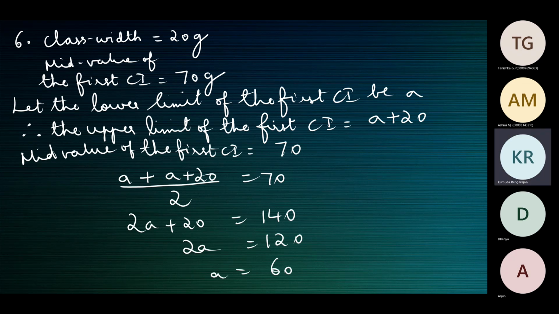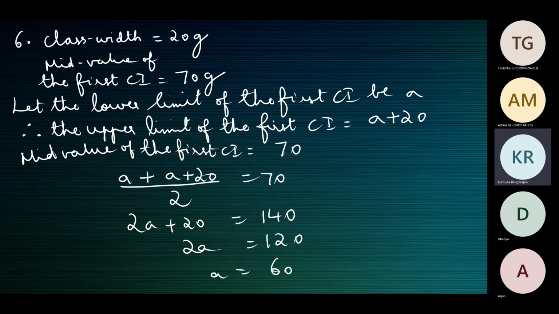Now coming back to the question. You can see that the class width, the class size, is given to be 20 grams and the mid value of the first class interval is 70. We don't know the first class interval, so let the lower limit of the first class interval be A. Then what will be the upper limit? Since the size is 20, the upper limit will be A plus 20.